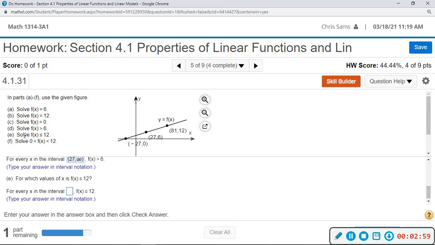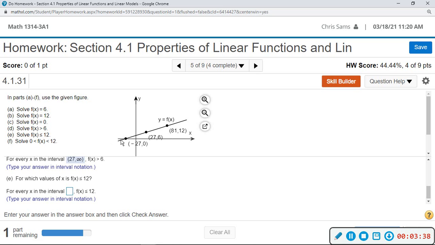Alright, this one says solve. We want to know when the y value is less than or equal to 12. Okay, so now we have equality, we're included. So less than or equal to 12. So at 81, when x is 81, it's equal to 12. So from 81, and then we go backwards because we want to know less than 12. So I guess we go from left to right. So negative infinity, because this graph goes all the way left, going in the negative direction. Negative infinity up until we get to x is 81.